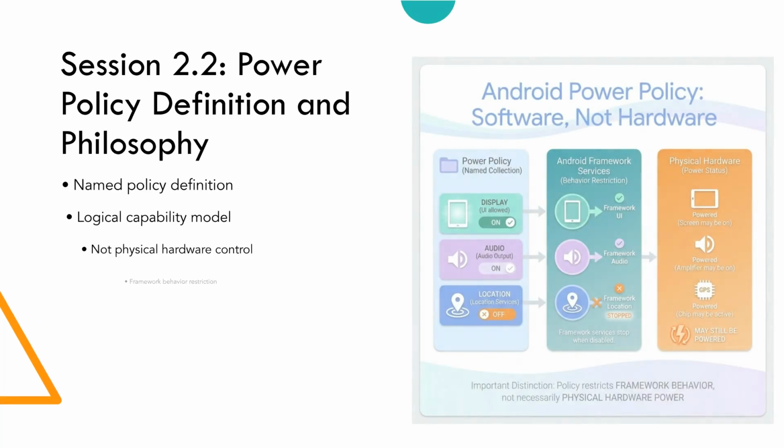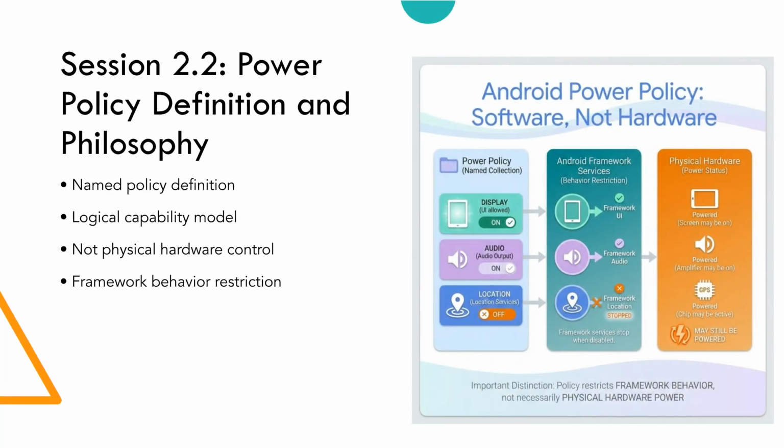A power policy is defined as a named collection of power components. Each component is explicitly marked as enabled or disabled. These components represent logical Android capabilities, not physical hardware switches. For example, display controls whether UI is allowed, audio controls audio output usage, and location controls access to location services.